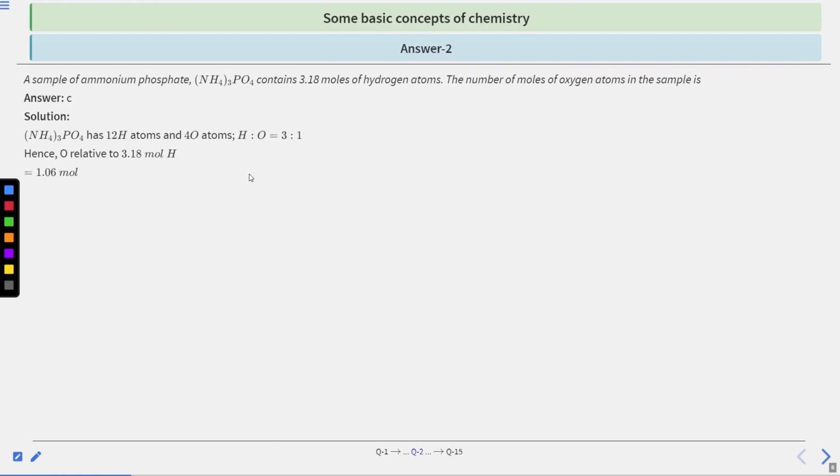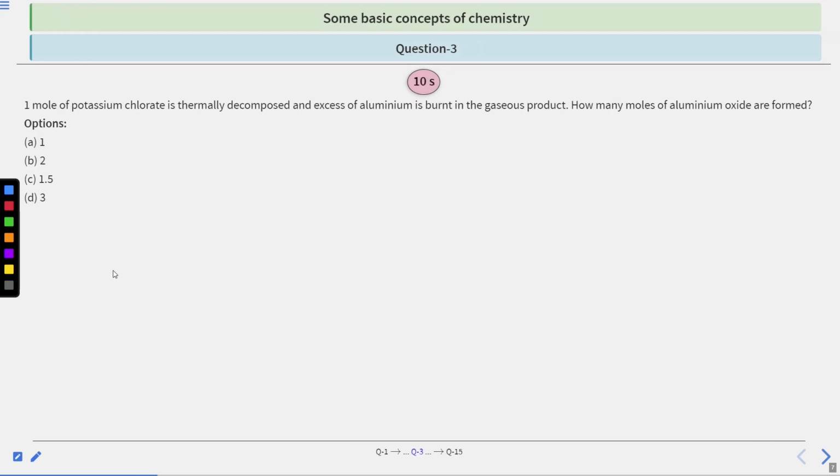Okay, so the correct option will be option C. So how? Ammonium phosphate has 12 hydrogen atoms and 4 oxygen atoms. So the hydrogen to oxygen ratio will be 3:1, and hence oxygen relative to 3.18 mole of hydrogen will be equal to 1.06 mole, because the quantity is given in mole, so we also calculate it in these terms. The 3:1 ratio comes out as 1.06 mole of oxygen, right? So that's why option C is the correct option. Moving on to question number 3.